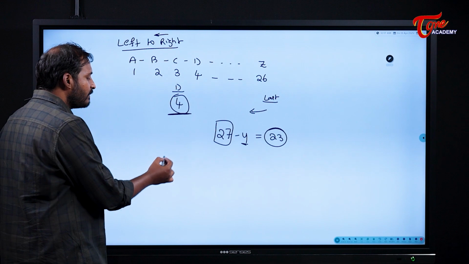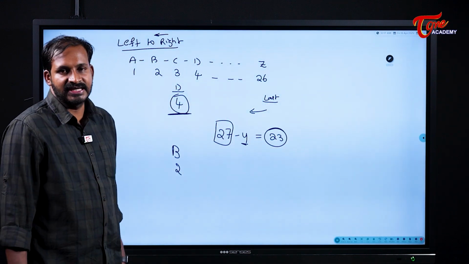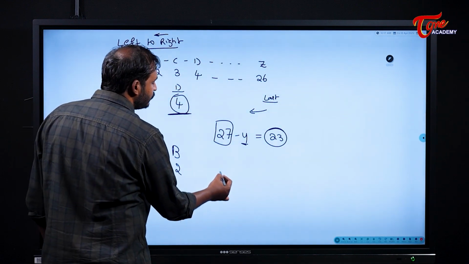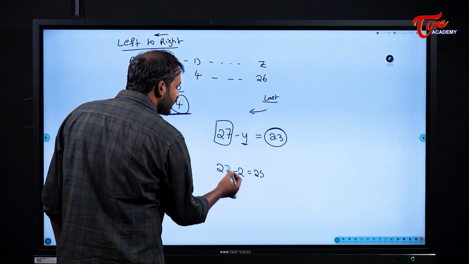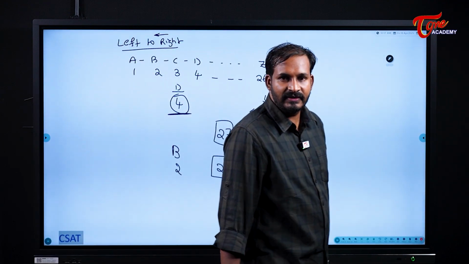Similarly, we know that B is the second alphabet from the starting. If I want to know B's position from the last, what do I need to do? 27 minus 2, that is 25th. So B will become the 25th alphabet from the last.